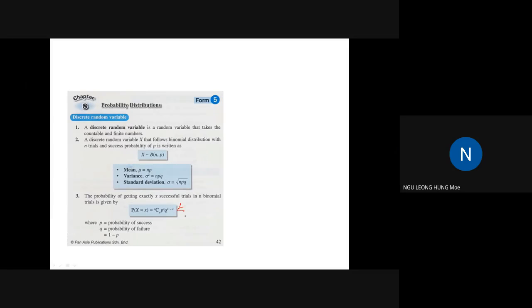This is binomial. P is the probability of success. Q is failure. This is normal distribution, and this is mean. This is variance. But then Z equals this is a value that we want to find, minus mean, over standard deviation.